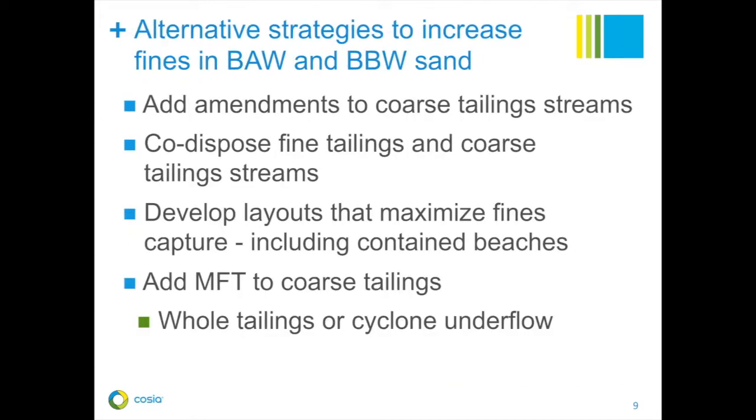Alternative strategies to increase the fines in beach above water and beach below water, one would be to add amendments such as flocculant to the whole tailings line, the coarse tailings lines, and cause the fines to stay in the voids. Secondly, we can co-dispose fine tailings and coarse tailing streams. Third, develop layouts that maximize fines capture, including beaches that are contained. Or to add MFT to coarse tailings, either the whole tailings or cyclone underflow. And we sometimes refer to that as MFT spiking.